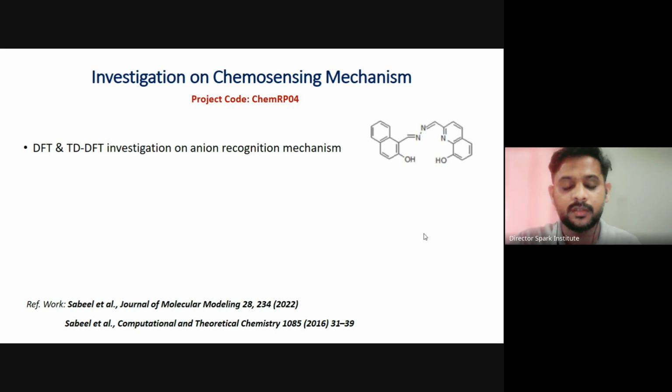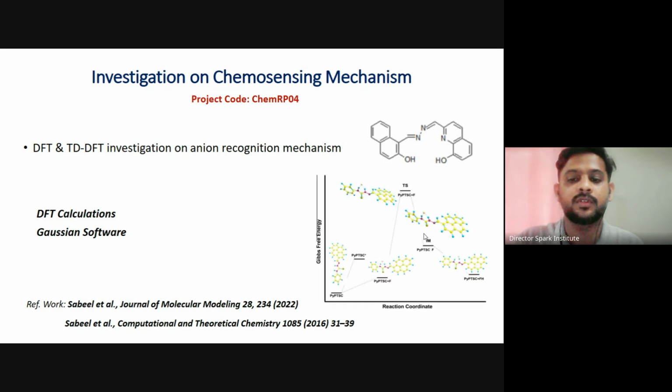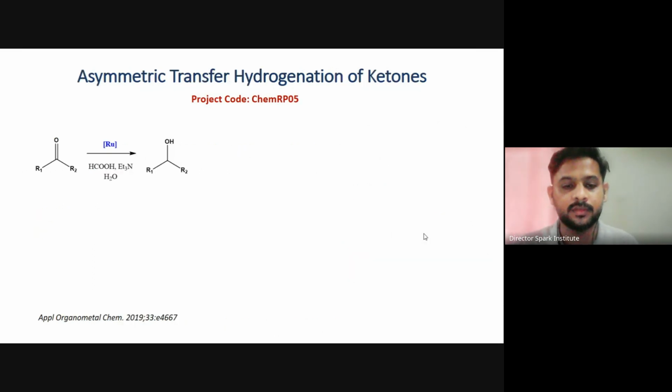We have to do the DFT and TDDFT investigation. The sensing process we are doing is an anion recognition, or anion sensing, mechanism. For that, we have to use Gaussian software and explore the proper mechanism: what the possible transition states are. We also have to explore the interaction, as Vincent said, with NBO and PES calculations, to understand more details about these non-covalent interactions.